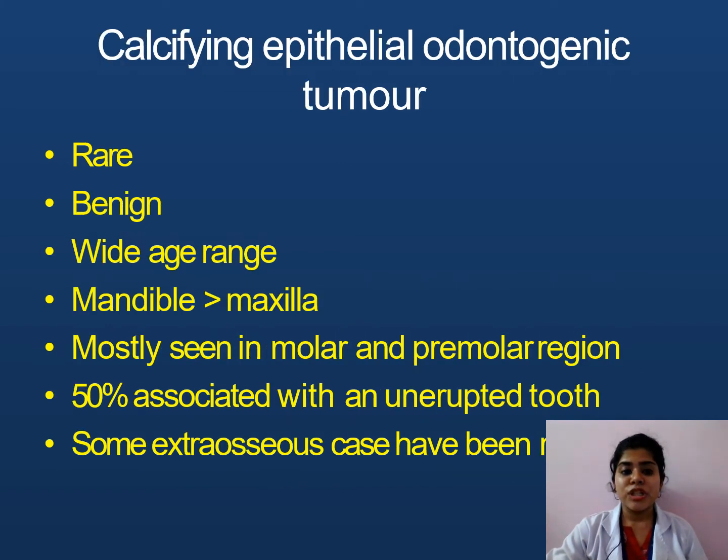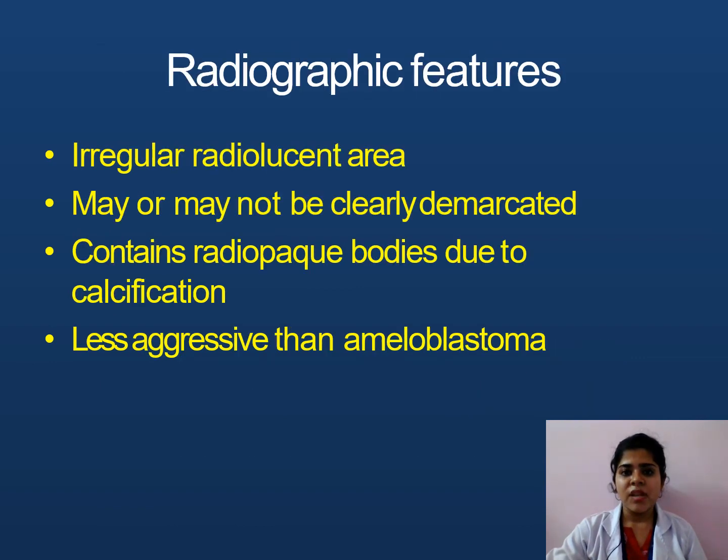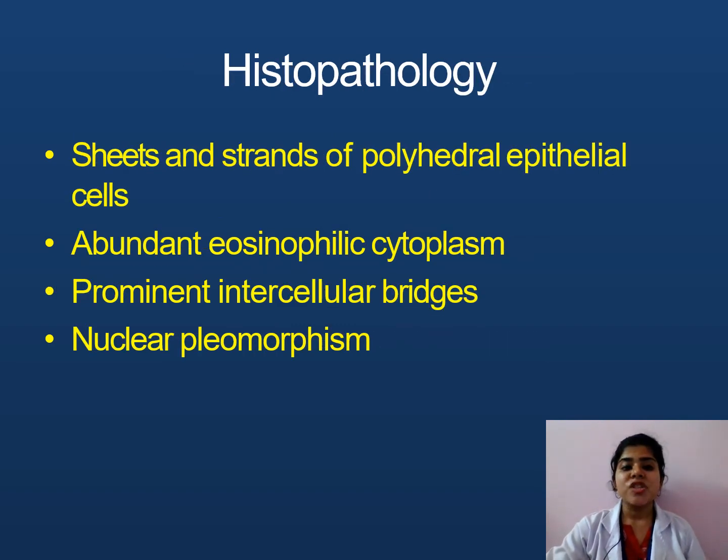Calcifying epithelial odontogenic tumor is a rare benign tumor. Wide age groups, seen most commonly in the mandible and maxilla, mostly in the molar and premolar region. 50% are associated with an unerupted tooth. Radiographic features include an irregular radiolucent area, which may or may not be clearly demarcated, containing radio-opaque bodies due to calcification, less aggressive than ameloblastoma. Histopathologically, sheets and strands of polyhedral epithelial cells, abundant eosinophilic cytoplasm, prominent intercellular bridges, and nuclear pleomorphism are seen.